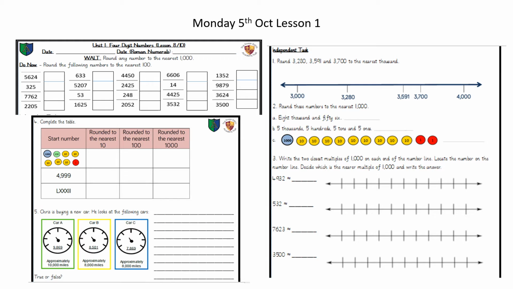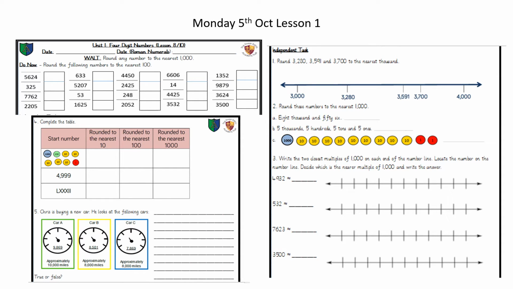When I'm rounding 325, I'm thinking what multiple of 100 comes before and what multiple of 100 comes after. 300 comes before 325 and 400 comes after 325. I know that because there is a 2 in the tens column, that 325 is closer to 300. It's only 25 away from 300, whereas it's 75 away from 400. And if I draw that out on a number line, I can clearly see that 325 is much closer to 300 than it is to 400.